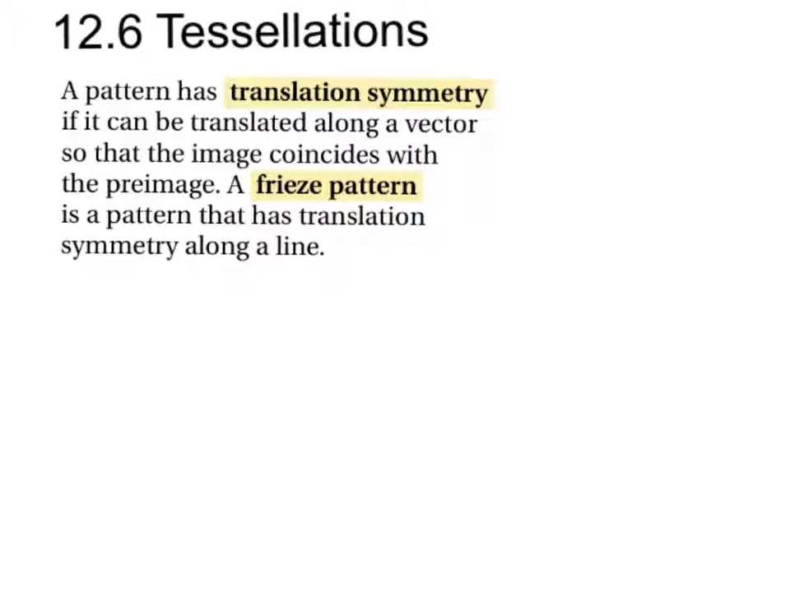A pattern that has translation symmetry. A pattern has translation symmetry if it can be translated along a vector so that the image coincides with the pre-image. A frieze pattern is a pattern that has translation symmetry along a line. So, two vocab words: translation symmetry and frieze pattern.